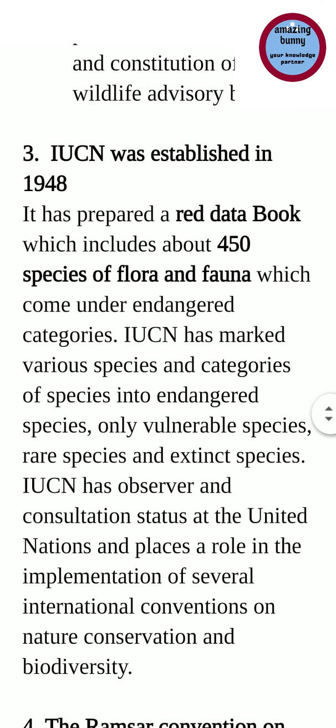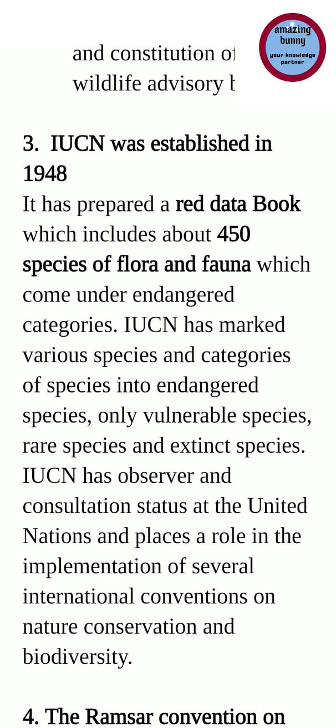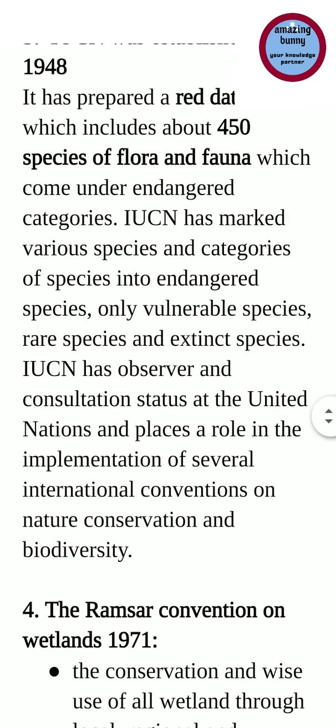Third strategy, IUCN, was established in 1948. It has prepared a Red Data Book which includes about 450 species of flora and fauna which come under endangered categories. IUCN has marked various species into endangered species, vulnerable species, rare species and extinct species.